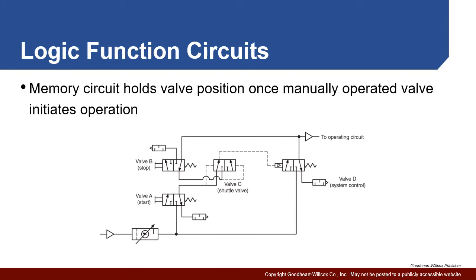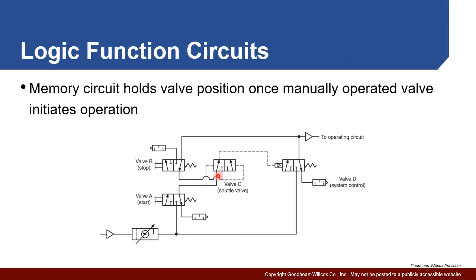So this memory circuit is an example of this. This is if we want to be able to keep a system functioning until we shut it off, right? And the way this works is if we start with valve A right here, so fluid comes on, this is normally closed. The operator would start the function by pushing this in. This is going to move over here, and the pressure is going to make sure this shuttle valve is pushed to this position.